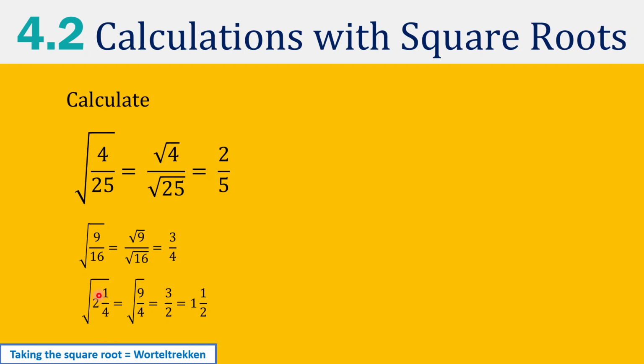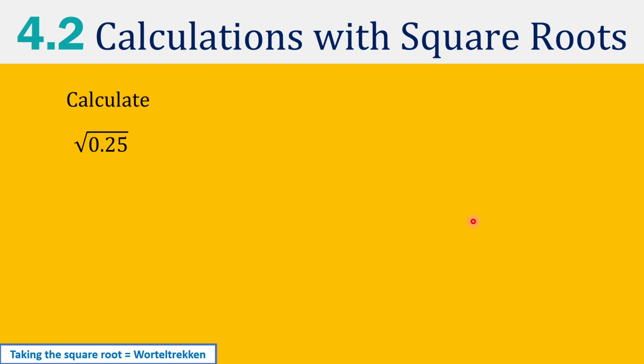If you have a fraction that is a mixed number, so it has numbers outside of your fraction, first put them back into the fraction, right? Make it a fraction again. Then take the separate square roots of the numerator and denominator and then simplify again. Okay? And you can do this for square roots of decimal numbers as well.